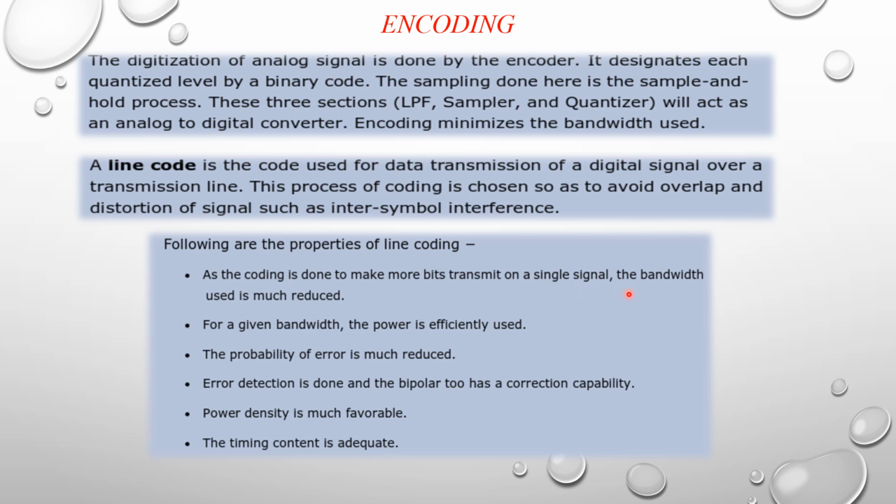As coding is done to make more bits transmit on a single signal, the bandwidth used is much reduced. For a given bandwidth, the power is efficiently used. The probability of error is much reduced. Error detection is done, and the bipolar has a correction capability. The power density is much favorable. The timing content is adequate. Long strings of ones and zeros are avoided, giving transparency. These are the main properties of the line coding techniques.